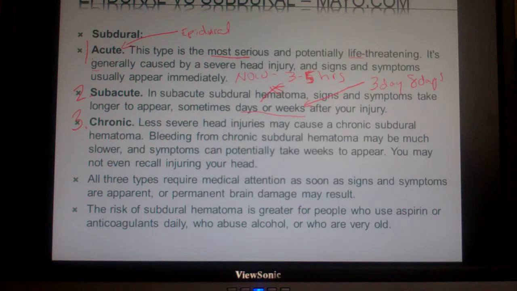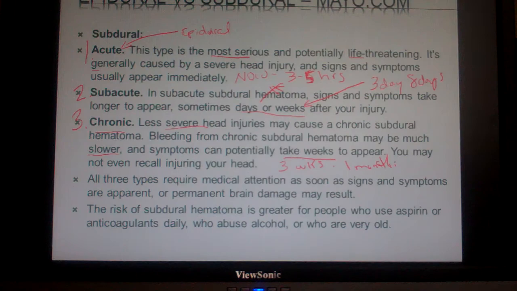Okay, when we're talking about chronic, you obviously have a less severe head injury, you have less bleeding from that, and it's a lot slower. That's why it's taking so long. And if you're talking potentially weeks to appear, I'm going to have to say something like more than somewhere around a week, and definitely not now. So maybe we'll say something like 3 weeks, or a month later, okay? So that's how you really tell if it's chronic, subacute, or acute.